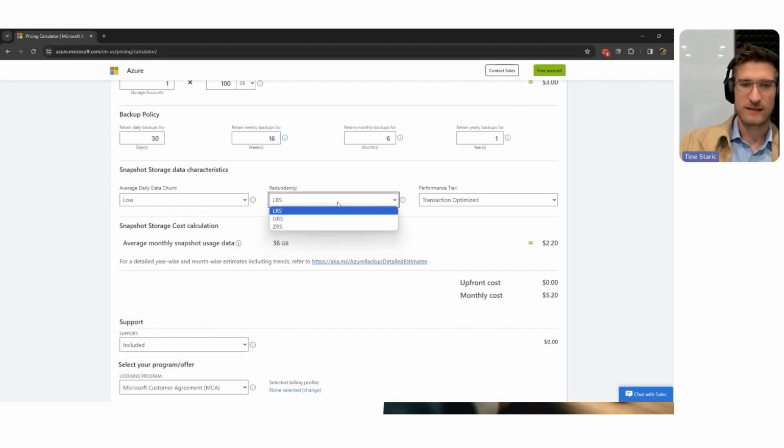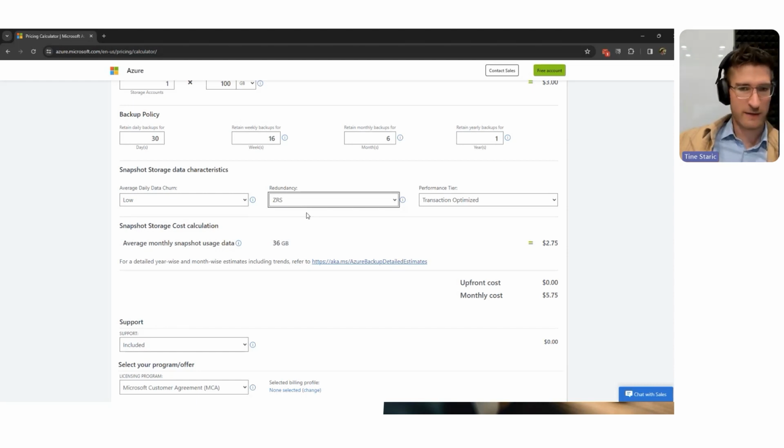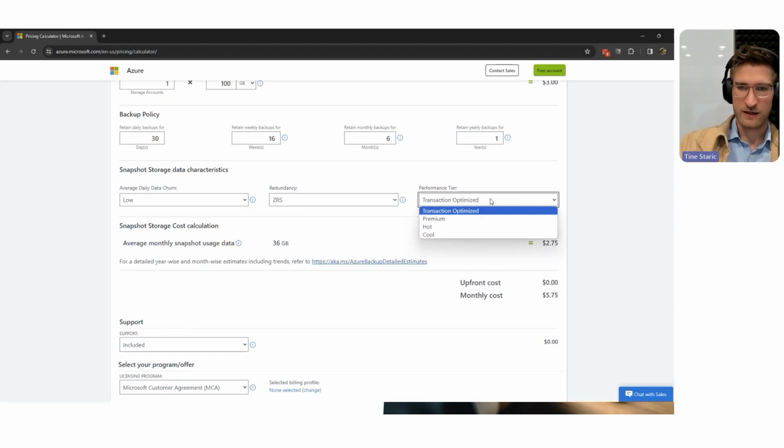Redundancy, this has the same values as blob storages. I said that for blobs, I always keep locally redundant storage. For backups, I prefer to go at least to a zone redundant. So even if everything goes wrong in Amsterdam, I can be sure that at least my backups are somewhere far away in Rotterdam. Performance tier, this one here specify hot. Again, it says this on the slides as well.